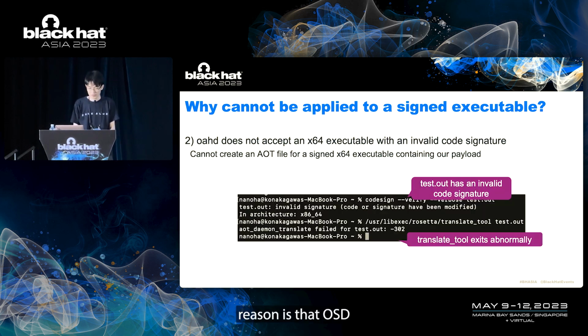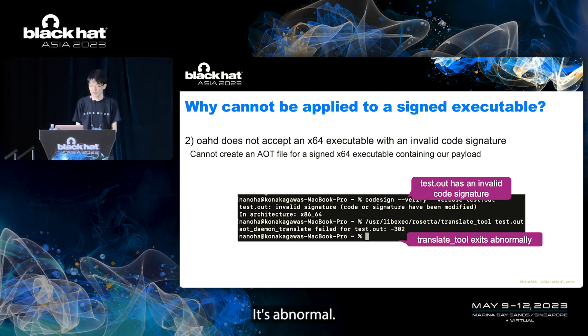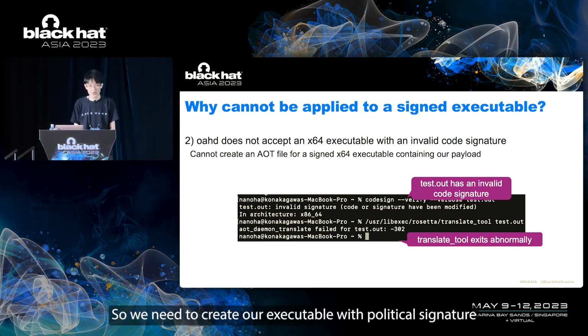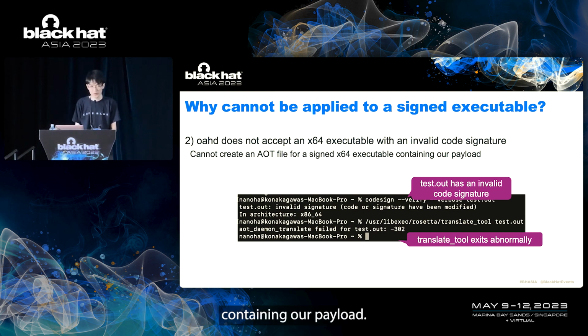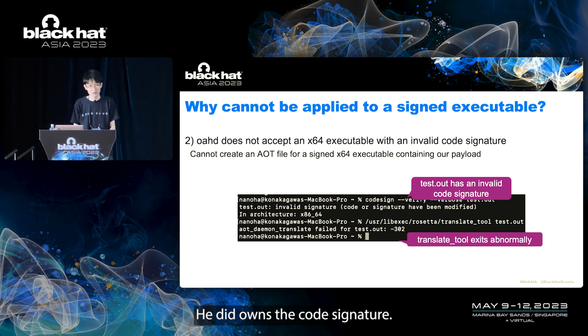The second reason is that OAHD does not accept an executable with an invalid code signature. So when we try to translate an executable with an invalid code signature, translate2 exits abnormally. So we need to create an executable with a valid code signature containing our payload. As I said in the introduction, the macOS security mechanism heavily relies on the code signature. So we want to improve this technique to be applicable also to signed executables.